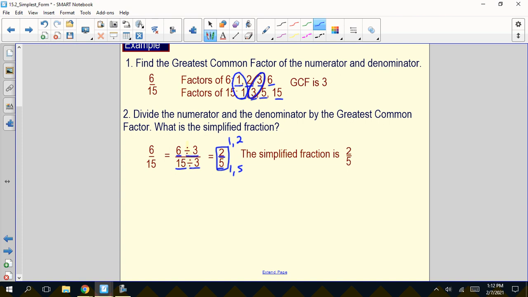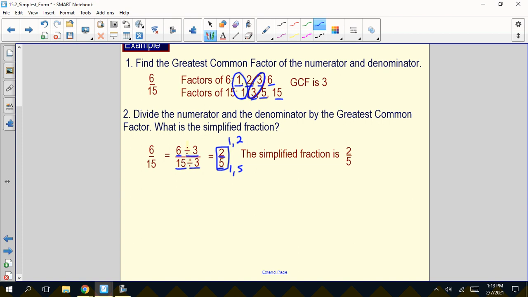So all we're doing today for simplest form is looking for numbers that can go into both the top and the bottom, the numerator and the denominator. And then we're going to divide by that number. We're going to do that until the only number that we can think of that goes into the top and the bottom is 1. And then we're done, in simplest form.